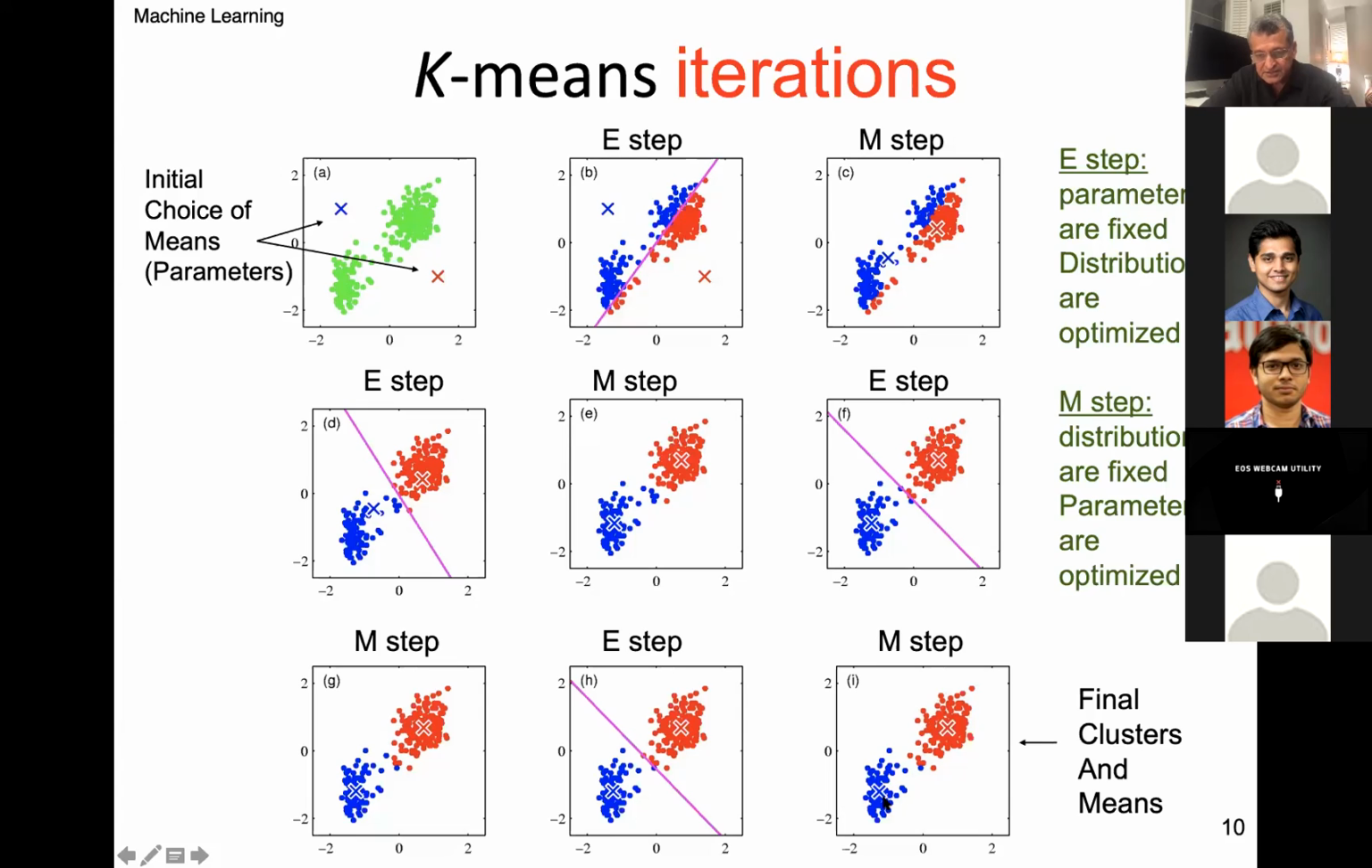The final clusters and the means, these are the two means, and these are the missing data assignments, if you would. That is, we did not have the cluster to which each point belongs. That's like a supervised signal type of thing. That's what it has learned over here, saying these points belong to this cluster and these points belong to the other cluster.